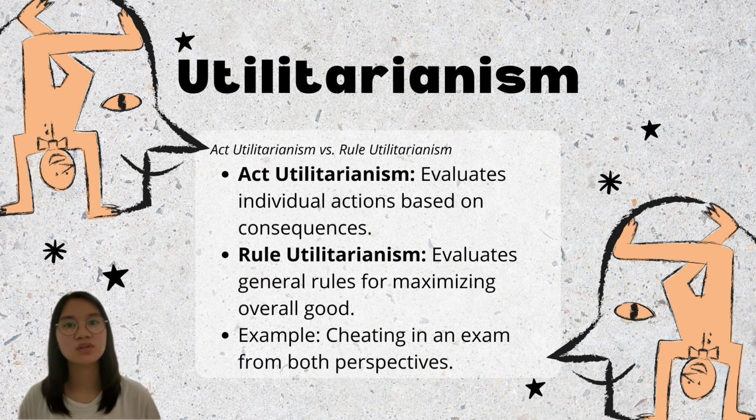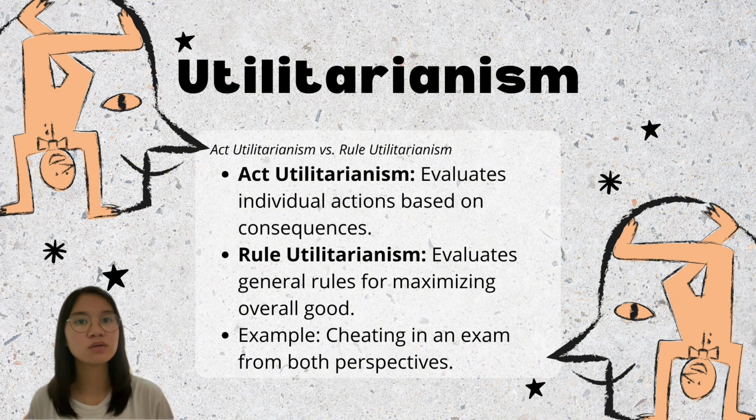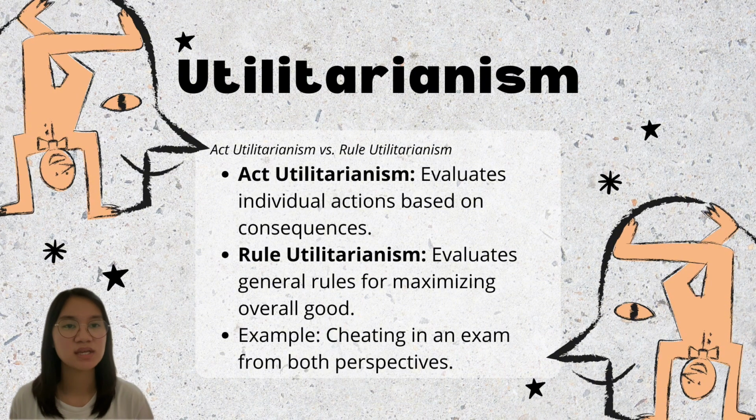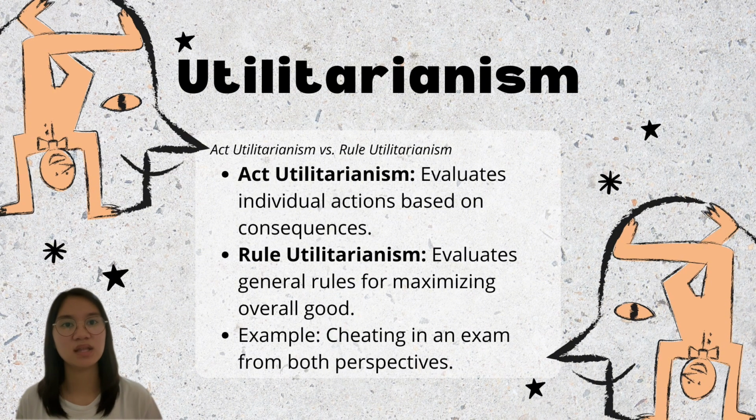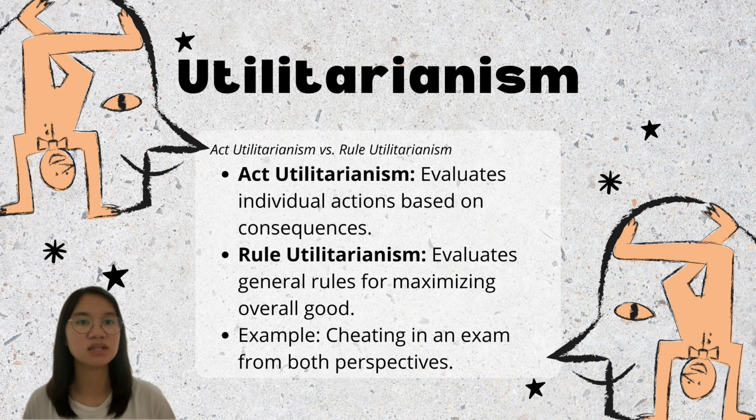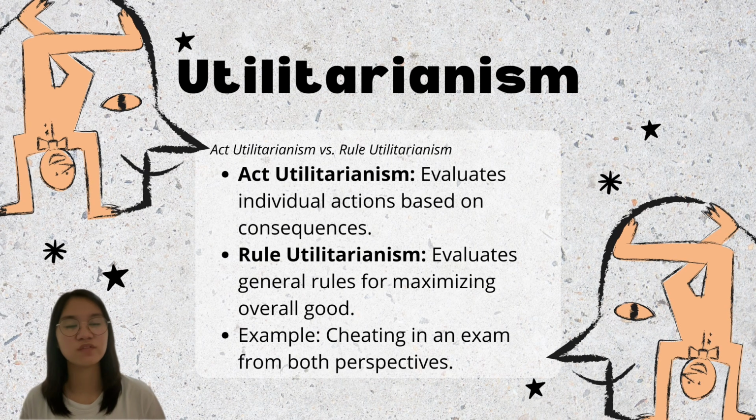Therefore, cheating would be considered morally wrong under rule utilitarianism because it fails to promote the overall good when applied as a rule. In summary, while act utilitarians assess individual actions case by case, rule utilitarians focus on establishing and adhering to the rules that will consistently lead to the best outcomes for everyone.